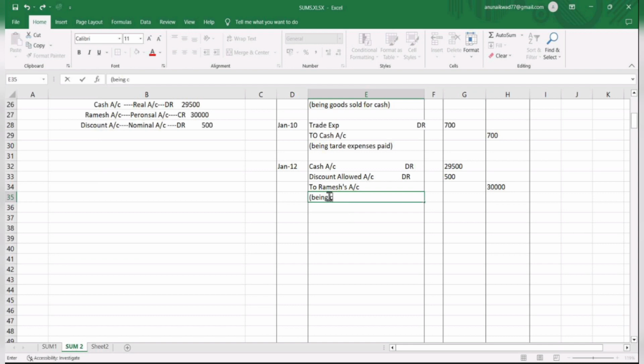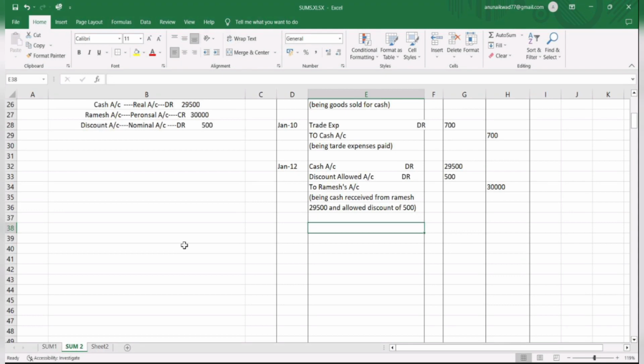Being cash received from Ramesh 29,500 and allowed discount of rupees 500. So this is how the transaction is recorded.